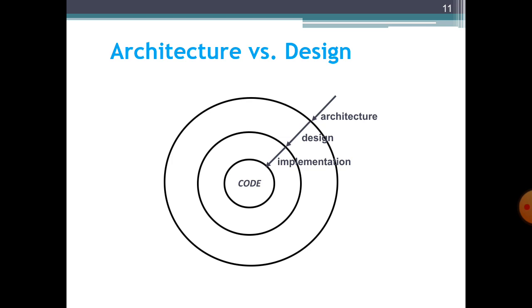So basically, this diagram tells us that architecture always comes earlier than design, and design is always produced from the architecture. So it's not possible to produce a good design without the architecture. Design is always produced from the architecture.